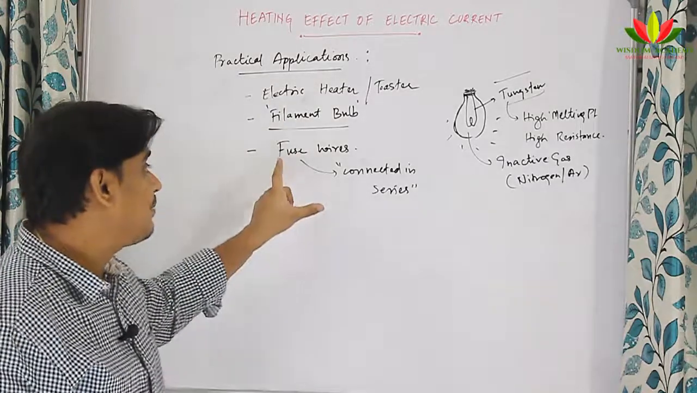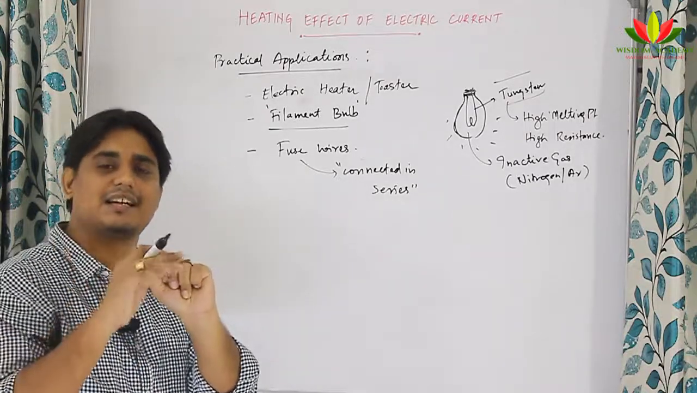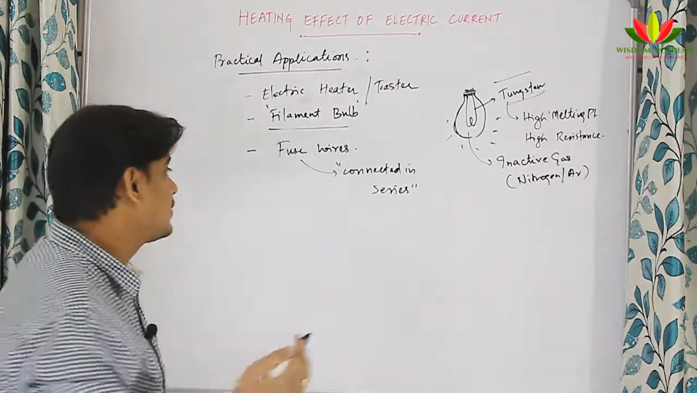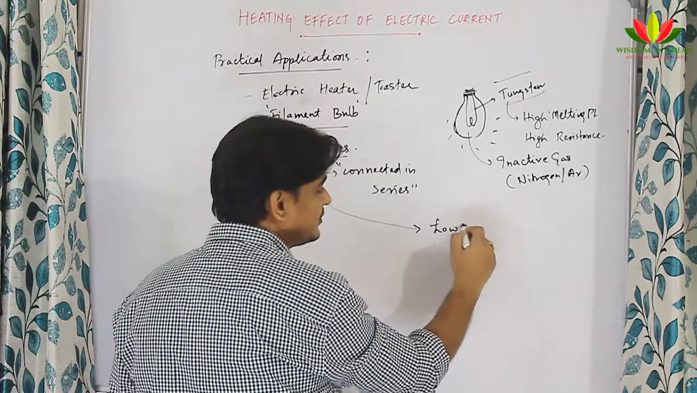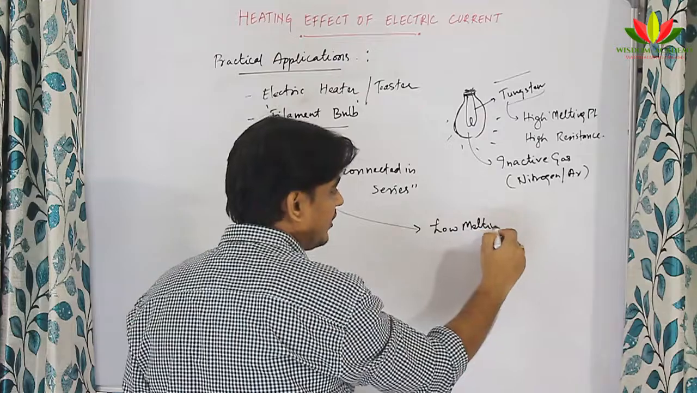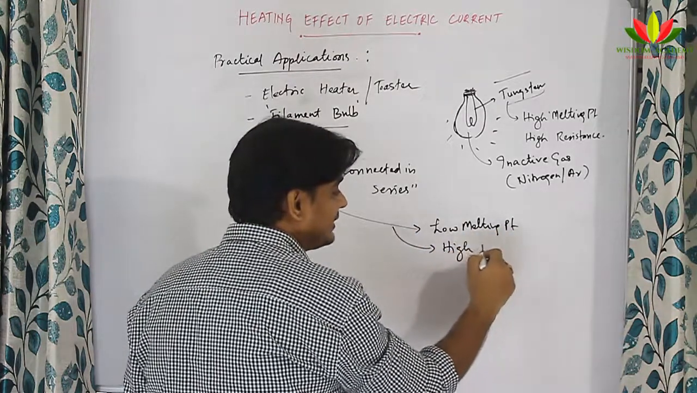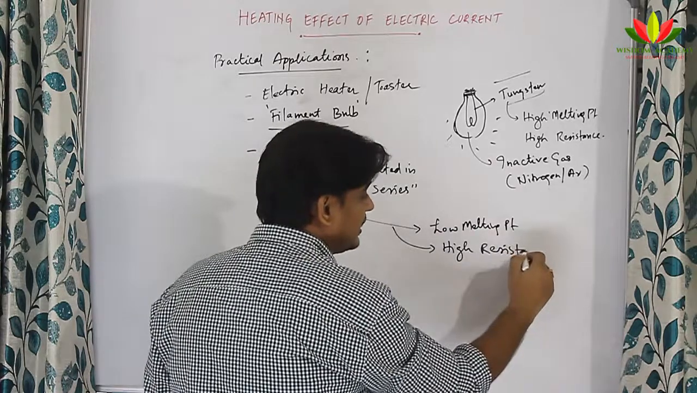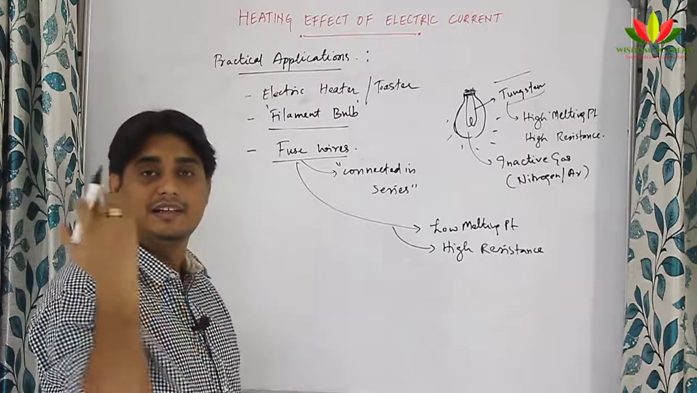So, it will never be in parallel. Fuse wires are always connected in series, so that whenever the excess current comes in the wire, it gets melted. This fuse wire wants to get melted, so it has a low melting point. At the same time, it has high resistance. Why does it have high resistance? Because if the resistance is low, then the current may flow through the wire immediately.